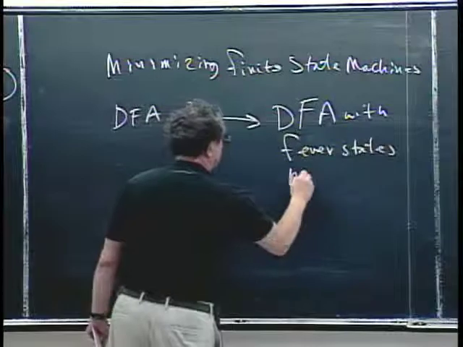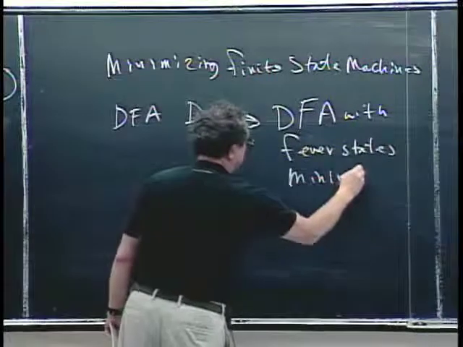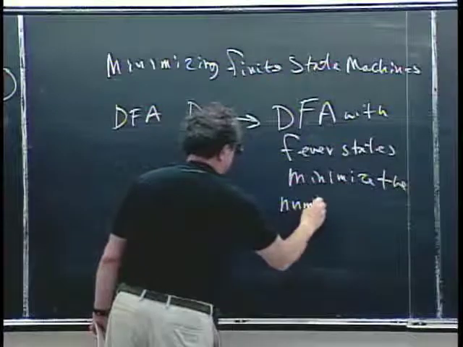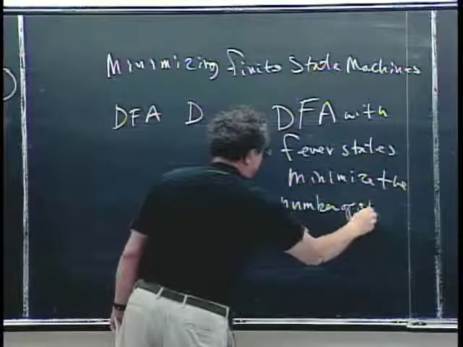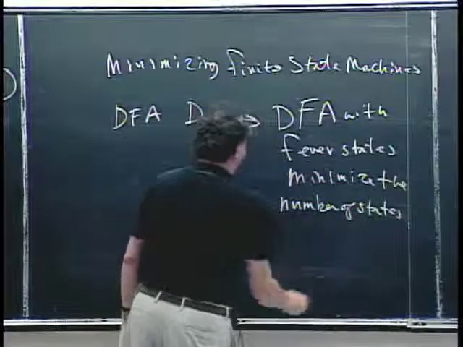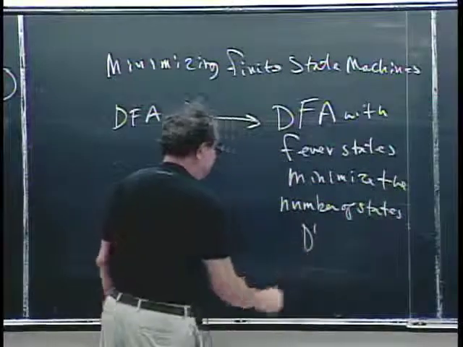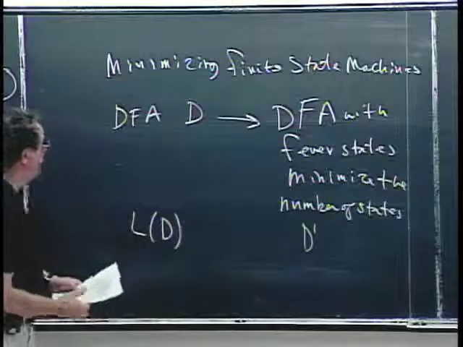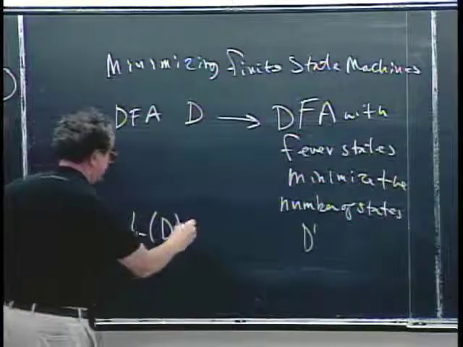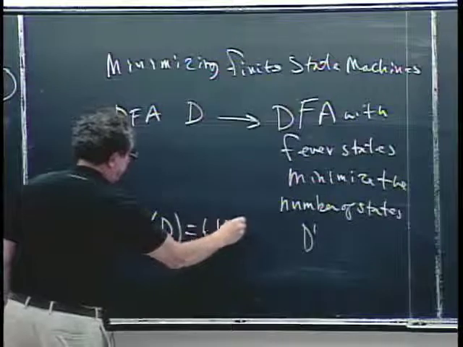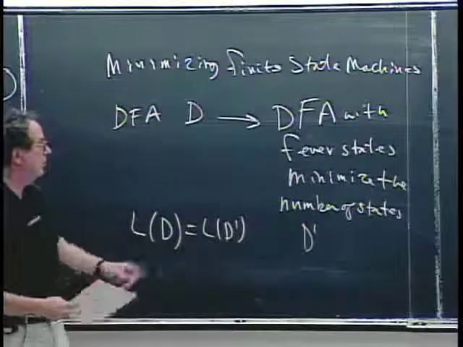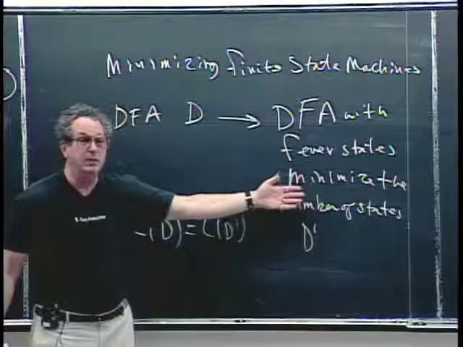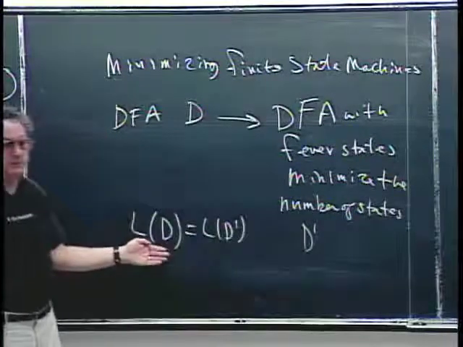So minimize the number of states. We're going to end up with a DFA, call it D prime, where the language recognized by D and the language recognized by D prime is the same, but D prime will have the fewest possible number of states of any DFA that recognizes this language.